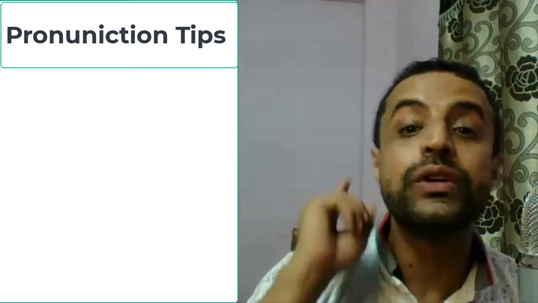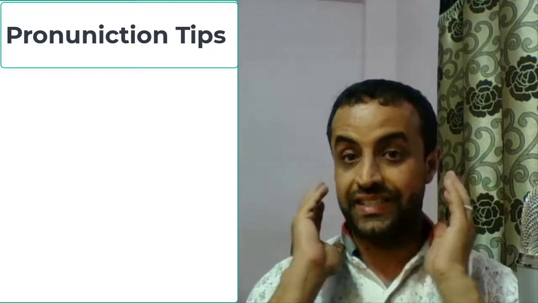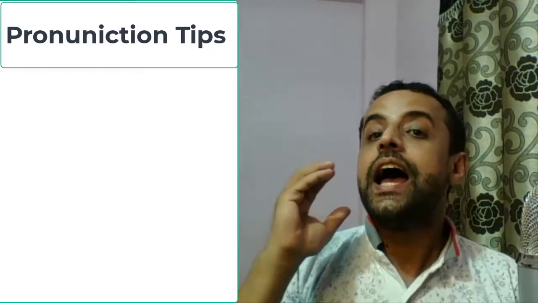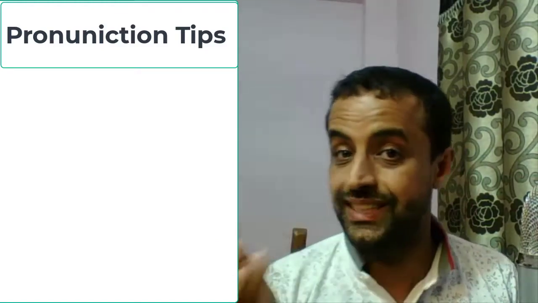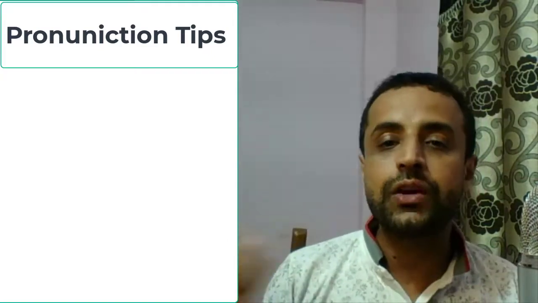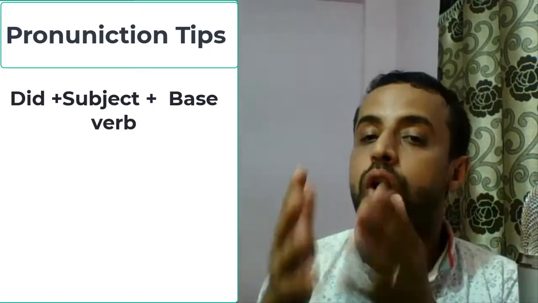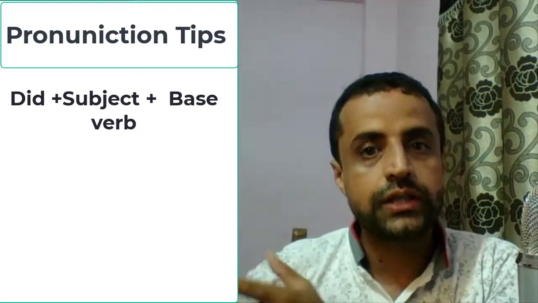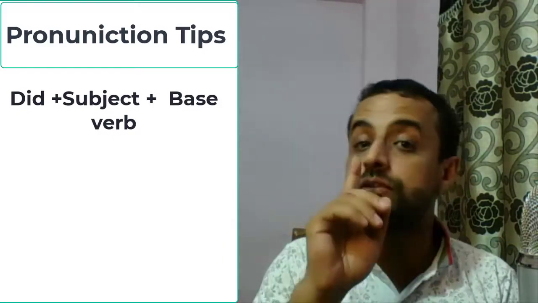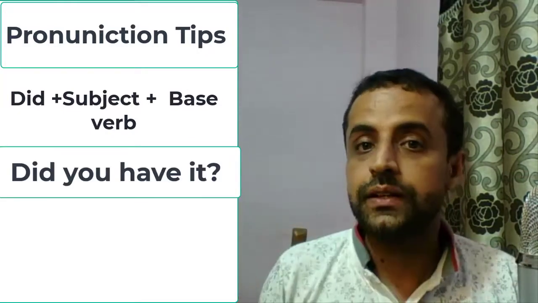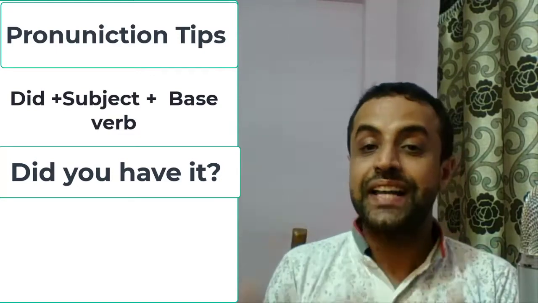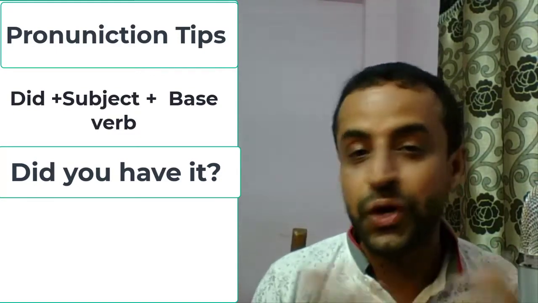The last section is a very important section. I'm going to show you how to pronounce question words like "did he," "did she," "what did he," "what did she." When you make questions, remember you need to use the auxiliary "did" and the subject and then the base verb, not the verb in the past. For example, "Did you have it?" But when you pronounce this, no one speaks like that.